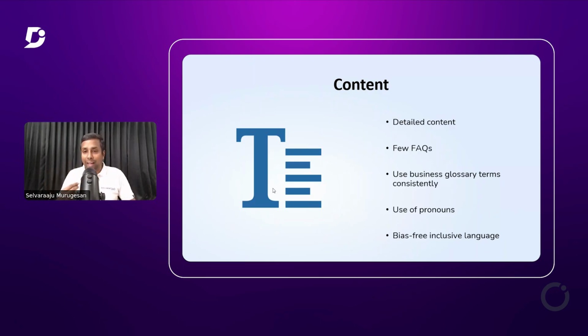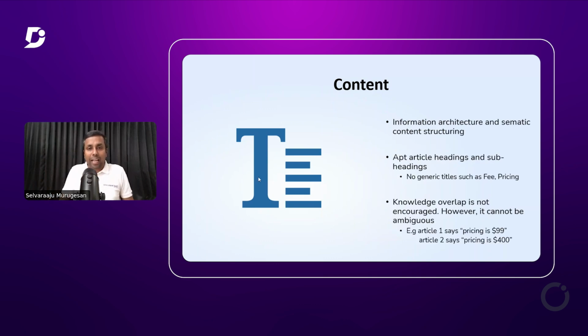That's a very key factor to ensure that the context is not missed. Okay, and then the last point you probably know, bias-free inclusive language is universal. Again, I think I talked about this a lot in terms of the information architecture. You have to ensure that all these headings and subheadings do not have generic titles.